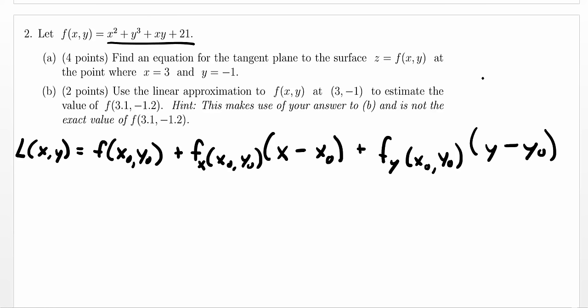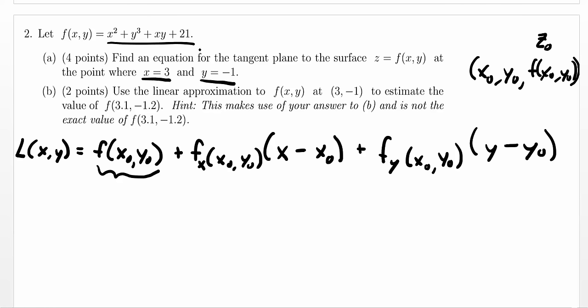Okay, and this is going to be the linearization at the point x naught, y naught, f of x naught, y naught. Remember that this is just a fancy name for z naught. You have x naught, y naught, and then your output is z naught. So it looks like there's a lot to this formula, but there's really not. This is just the original z, and you can get that by plugging in x equals 3 and y equals -1 into the original problem.